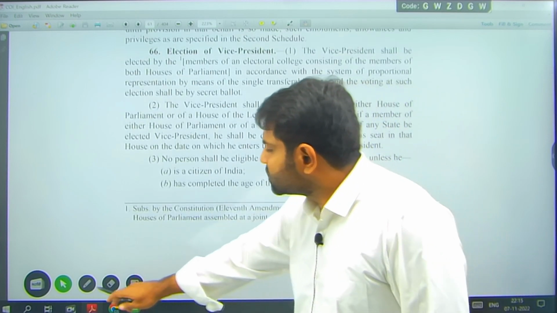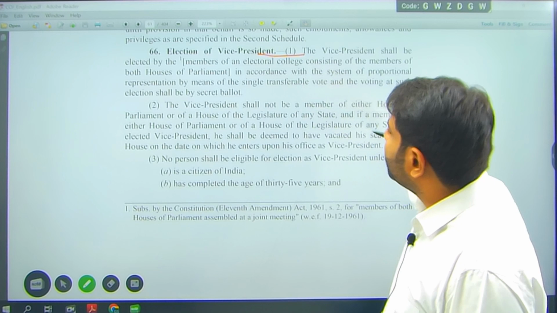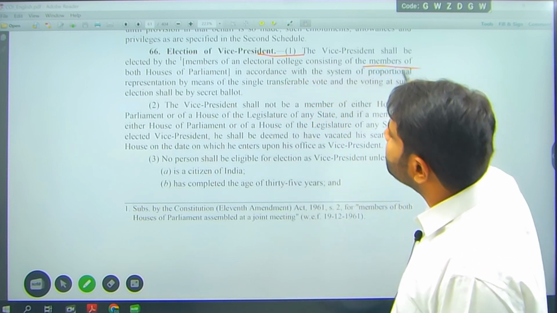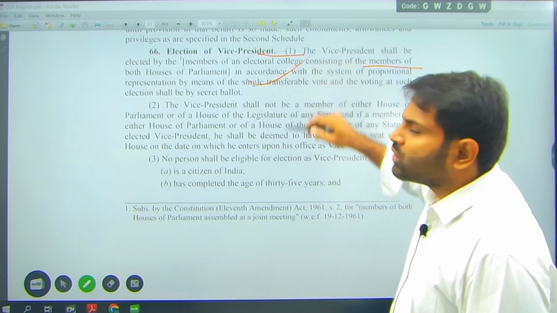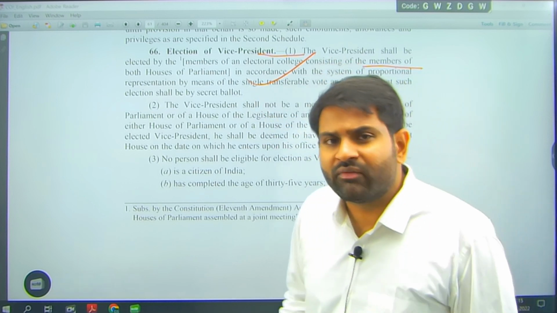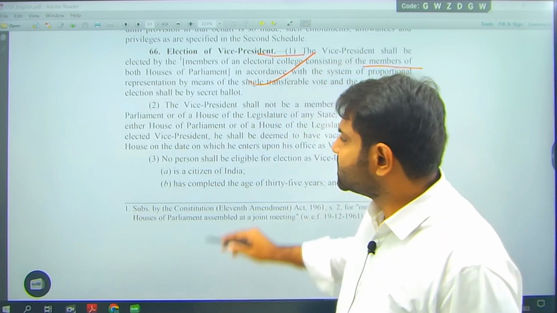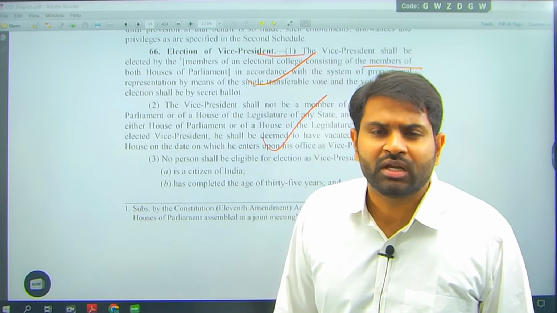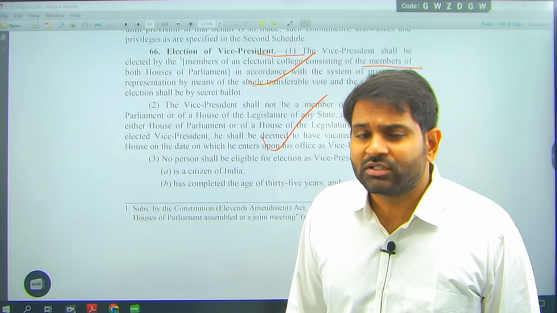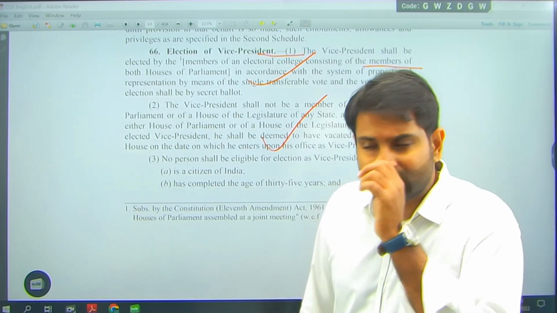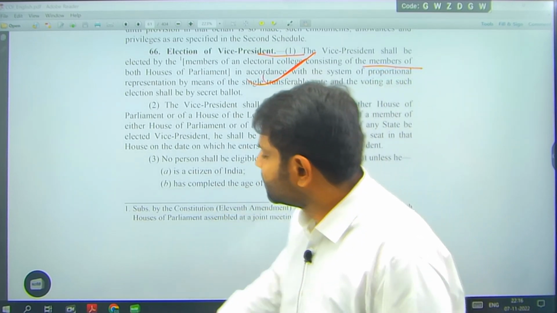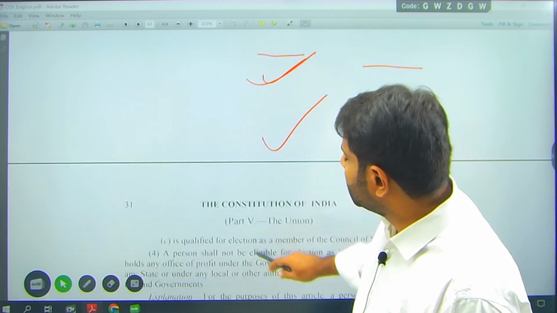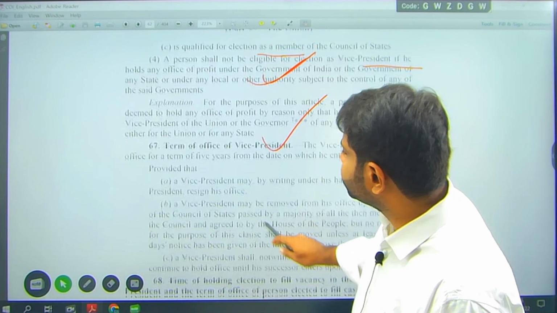Article 66 is talking about the election of the Vice President. The Vice President shall be elected by the electoral college consisting of members of both Houses of Parliament. So unlike the President, who is the federal representative, the Vice President is just the central representative. The method is PRSTV, proportional representation by means of single transferable vote, but the Vice President is not a federal representative, he is just elected by the members of the Parliament. Everywhere the secret ballot is followed, only secret ballot is followed.